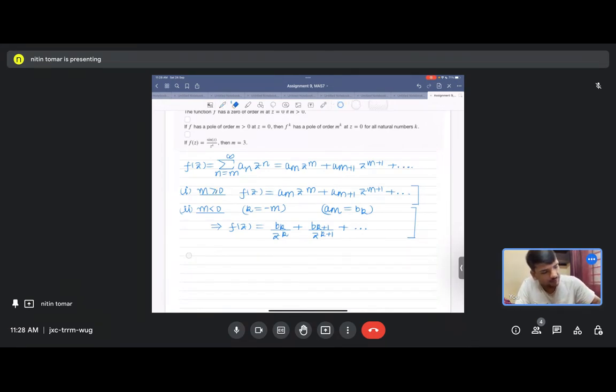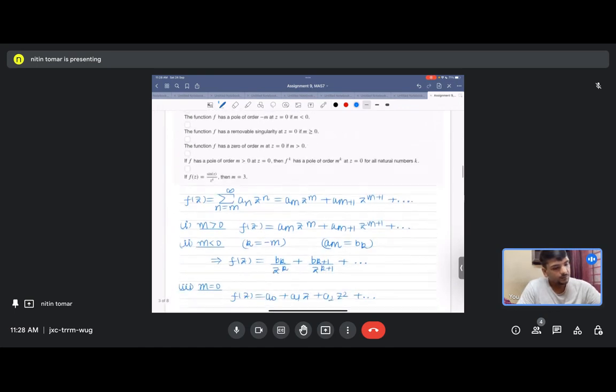If m is 0, because it will be a naught plus... okay, let me write separately only. If m is 0, then what will happen? f(z) will be a naught plus a1 z plus a2 z square, right? Now let us go to the questions.